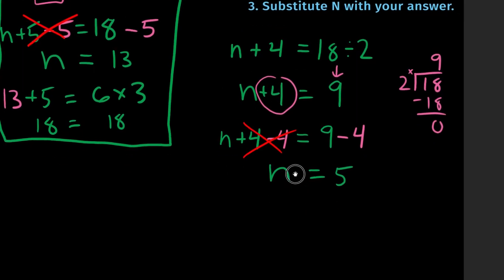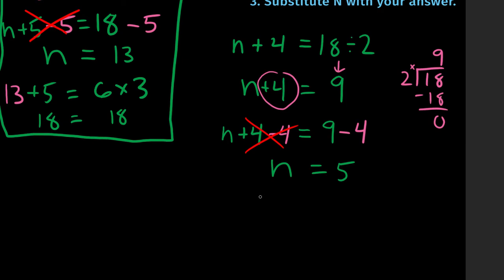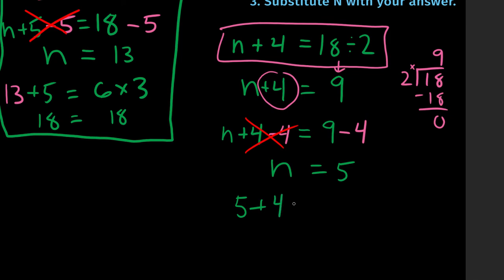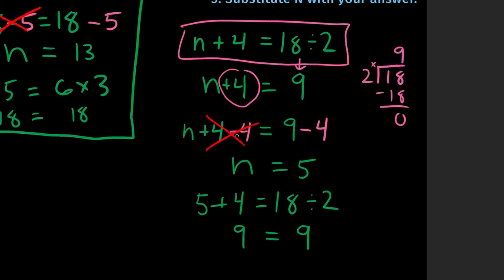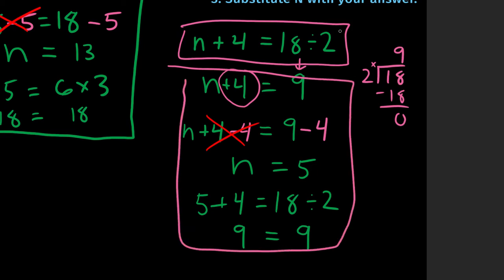All right, so let's plug it in and see if it's true. Plug it into my equation here: n plus 4 equals 18 divided by 2. So instead of writing n, I'm going to write 5 plus 4 equals 18 divided by 2. Let's see if this is correct. Well, I know that 18 divided by 2 is 9. Bring down the equal sign. 5 plus 4 equals 9. Yep, so my answer is correct. So n equals 5, and all of this here would be my answer for this question.